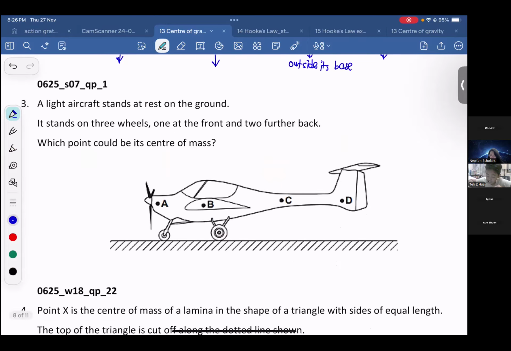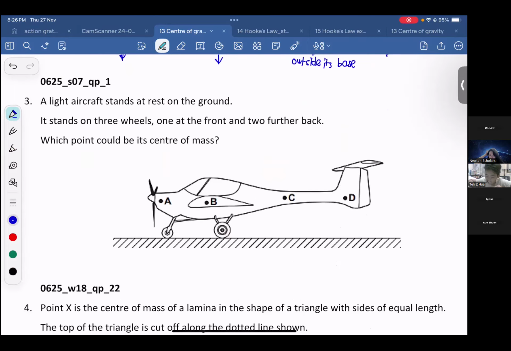Number 3. A light aircraft stands at rest. At rest means that it is stable, in equilibrium. So it's a stable condition. It stands on 3 wheels. Which point could be its center of mass? What do you think? Which point actually is the center of mass?